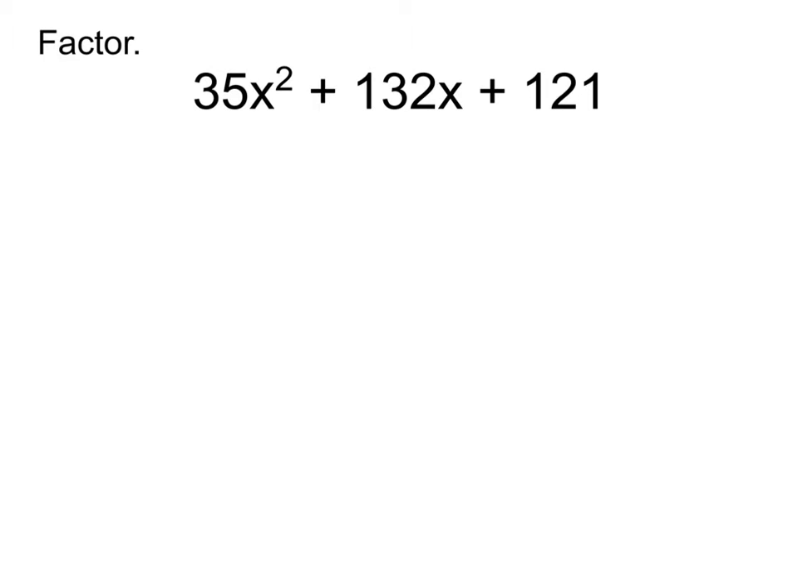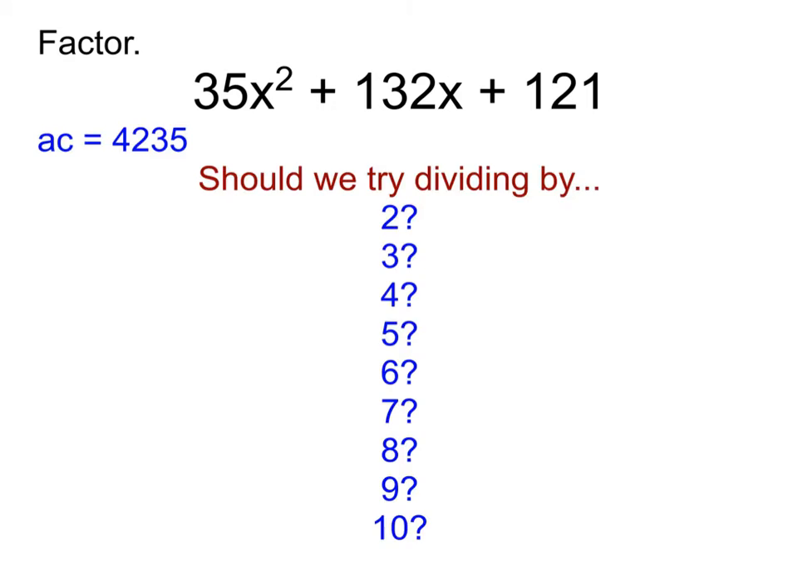So for factoring this problem, of course, the first thing we do is multiply a times c, and then we have to figure out what possible numbers could go into that. And as you take a look at it, that means we should then think ahead here about what I should try dividing this 4,235 by. Should we try dividing it by 2?